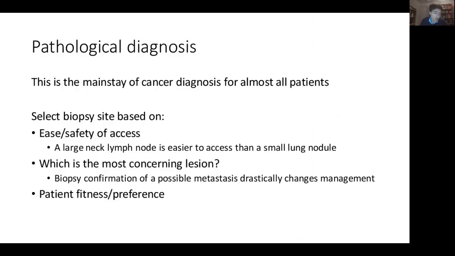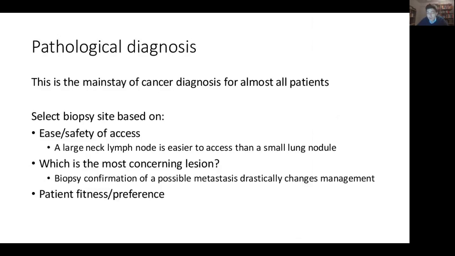So clearly a large lump in the neck is pretty easy to get to with an ultrasound probe and a big fat needle, compared to a tiny lung nodule the size of a pea right in the middle of the chest, which is dangerous and unpleasant to get to.